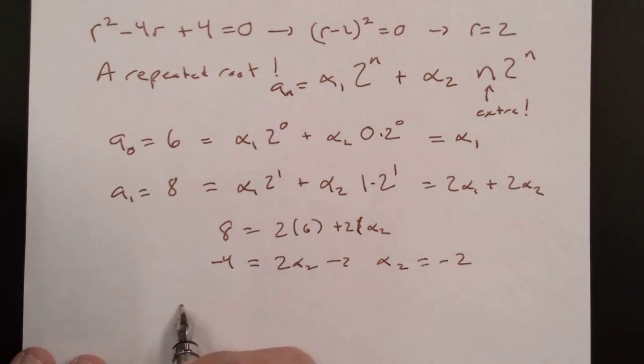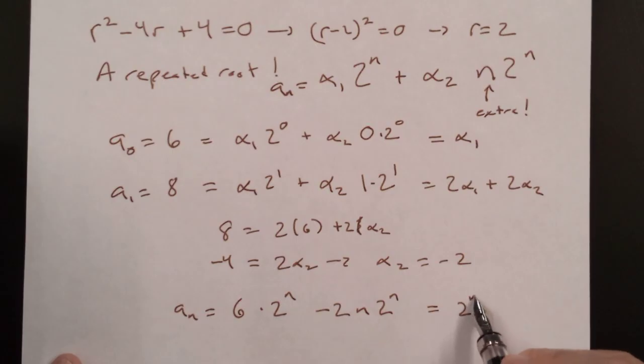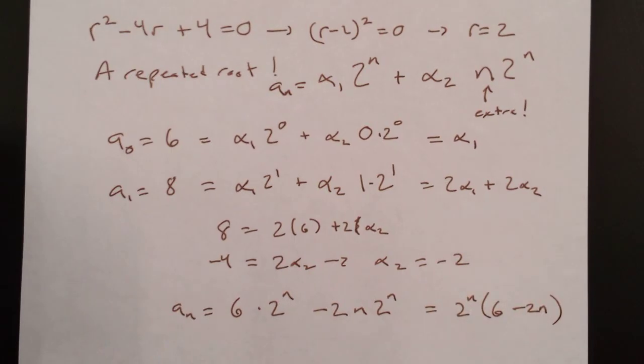So that means my an should look like 6 times 2 to the n minus 2 times n times 2 to the n. Or if you'd rather factor the 2 to the n out, I can write it like that.